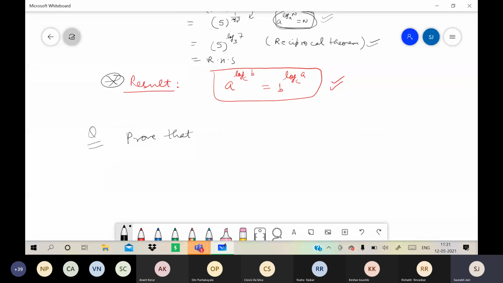2 to the power root log 3 base 2 equals 3 to the power root log 2 base 3. Prove this. Try to prove this result.